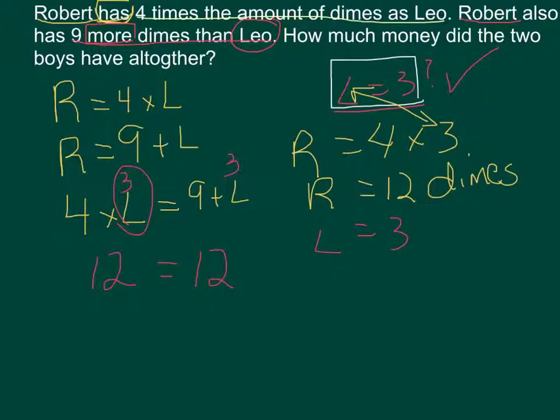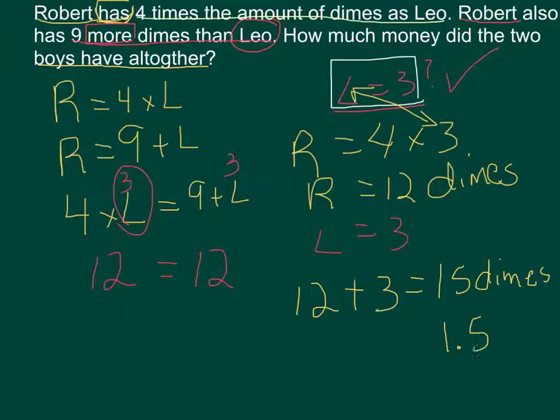So what do we need to find? What we need to find is how much they have all together. It's important, boys and girls, that we read our question and instructions several times if need be. So how do we find this out? Robert's 12 dimes plus Leo's 3 dimes equals 15 dimes altogether. Now, how much money is that? If you said $1.50, you would be right.